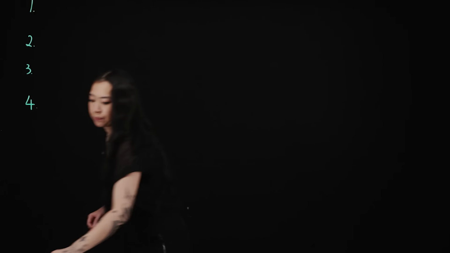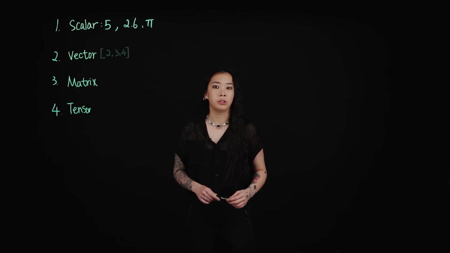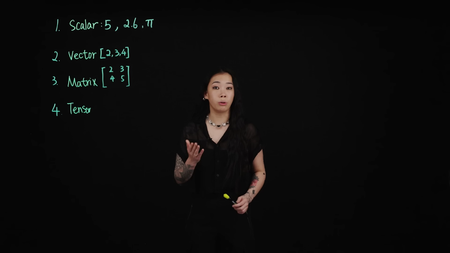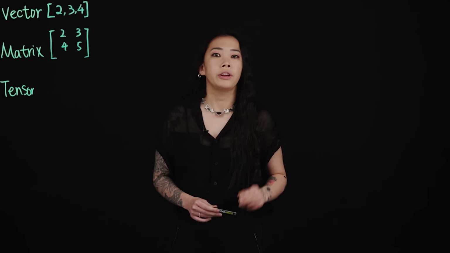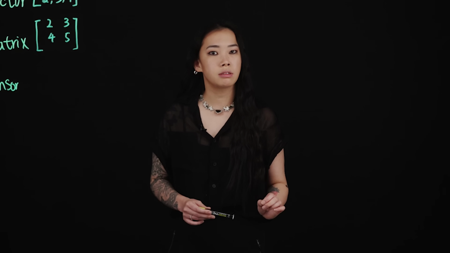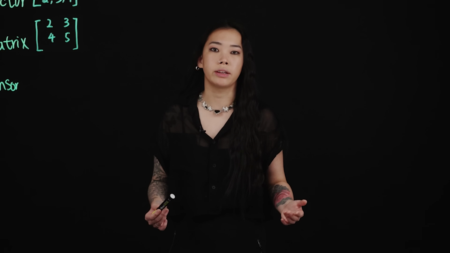A scalar is the simplest unit, a single number representing a magnitude or quantity. It can be thought of as a single point in space, such as the number 5, or the float 2.6, or a non-terminating decimal like pi. A vector extends this idea into a one-dimensional sequence or list of numbers such as 2, 3, 4. And a third data type is a matrix, a two-dimensional structure composed of rows and columns. They are capable of representing linear transformations, relationships, or entire datasets.